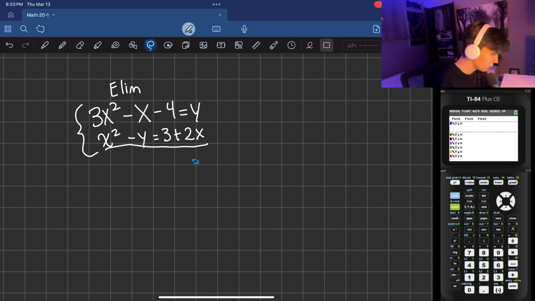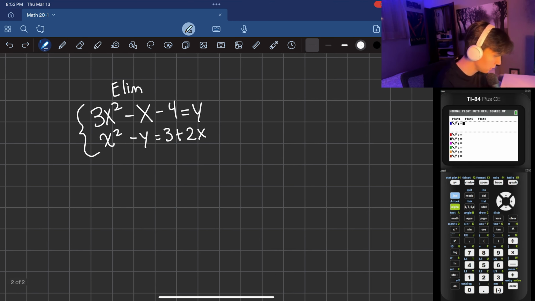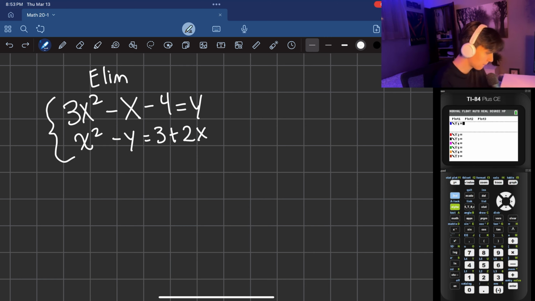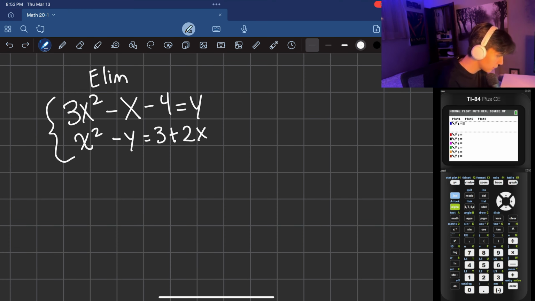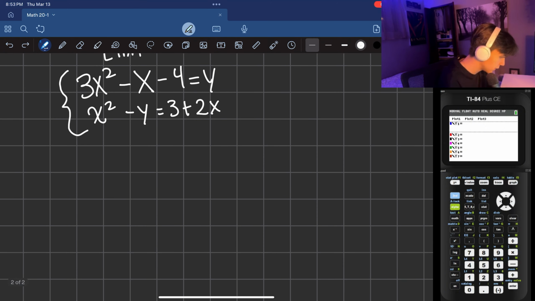So the way we're going to do this is we're going to isolate for y, because we have a quadratic here. If we isolate for x, it's just going to result in a mess because we have two x's that we got to consider. And let's just do y. y is already isolated in our first equation, so we don't have to do anything. But in our second one, we have to isolate for y.